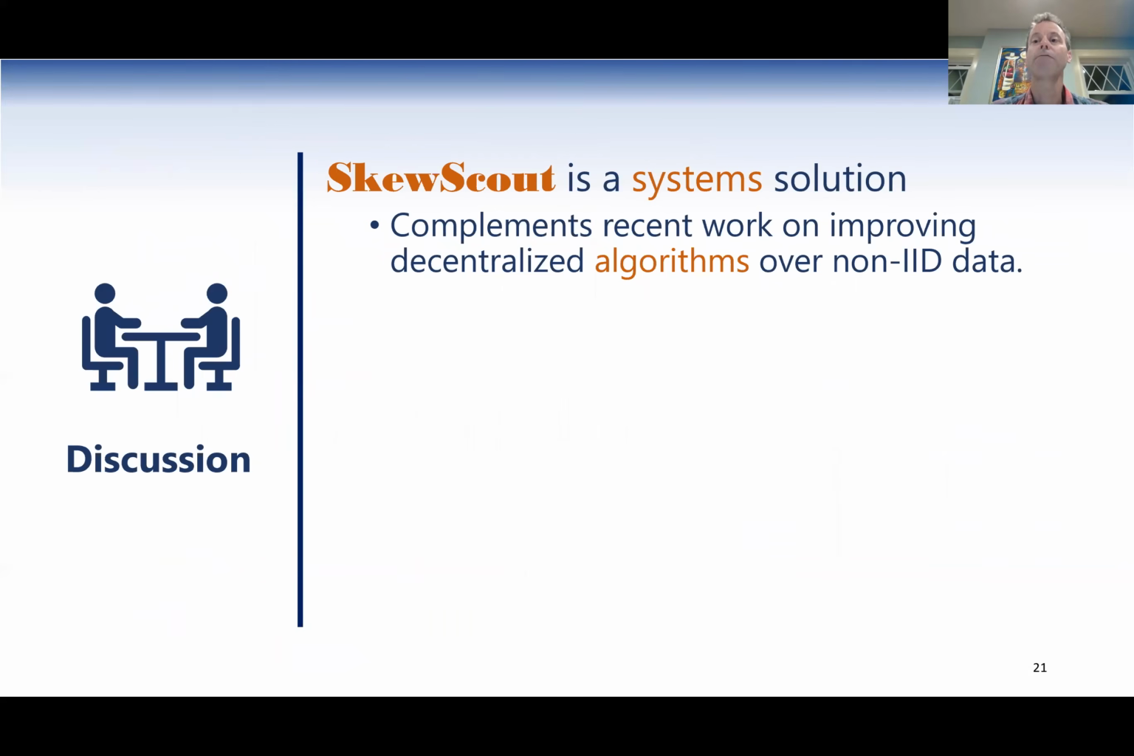So I just want to leave you with a few discussion questions. First, SkewScout is a system solution to this problem, and therefore it's complementary to recent work that's looked at actually changing the algorithms to adapt to non-IID data.